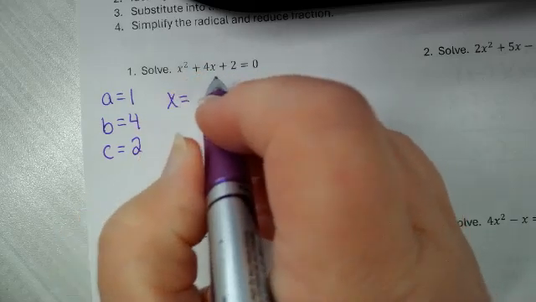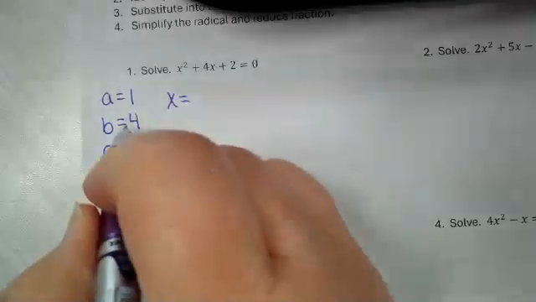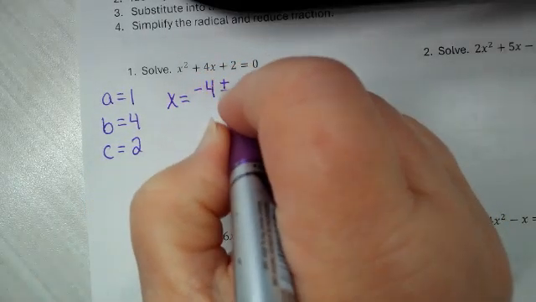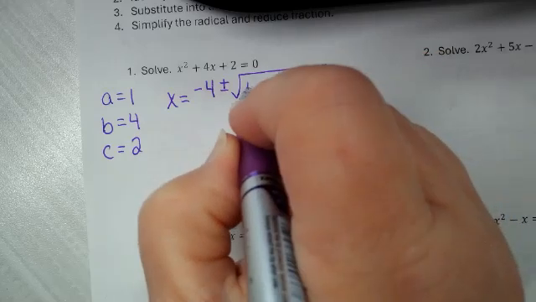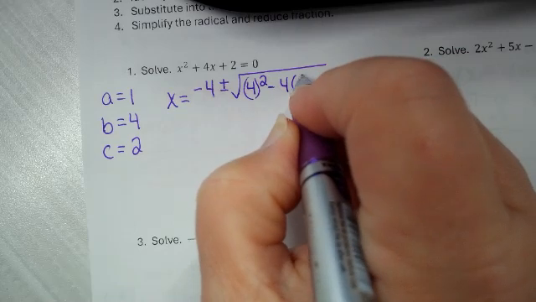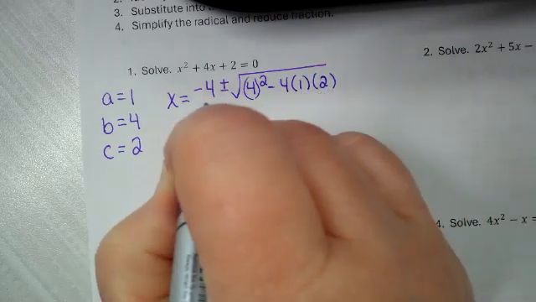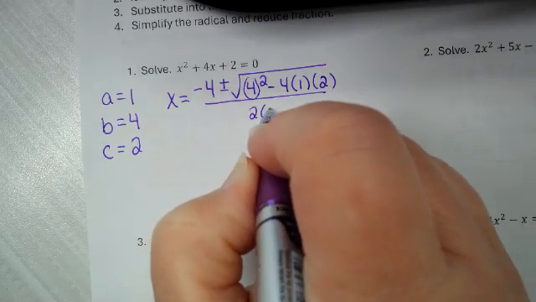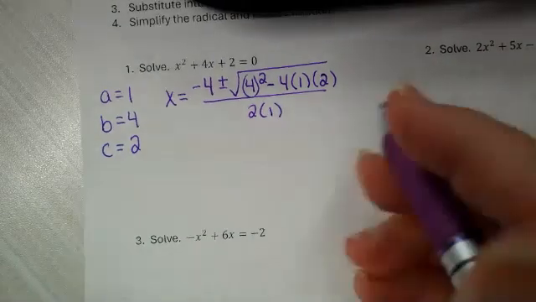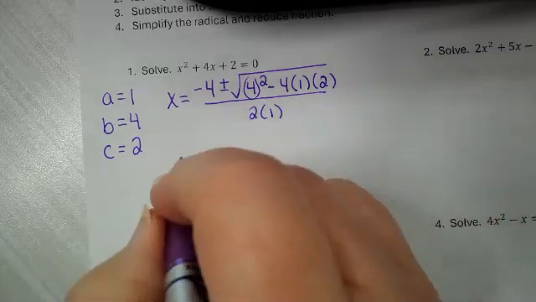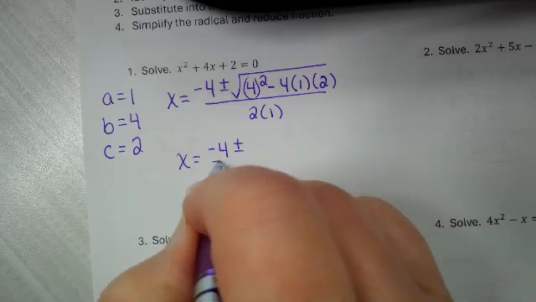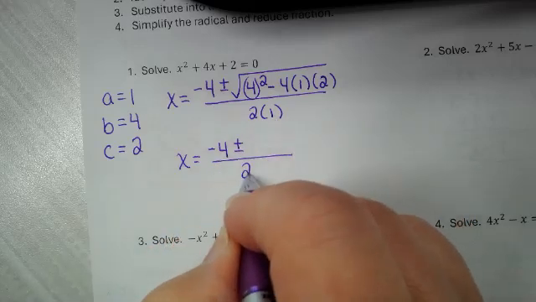X is equal to negative b. So this is a 4, so negative b would be -4. Plus or minus the square root of b squared minus 4ac all over 2a. So be very careful that you follow your formula step by step when you put your numbers in. Now from here, I'm going to leave the -4 in front. 2 times 1 is 2 on the bottom.